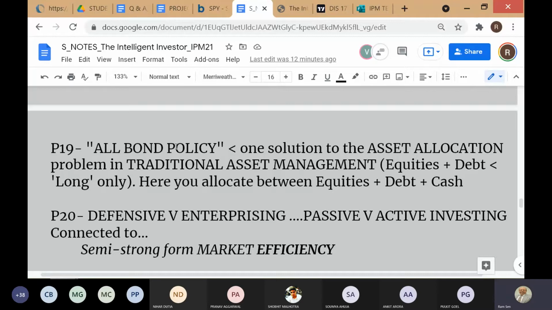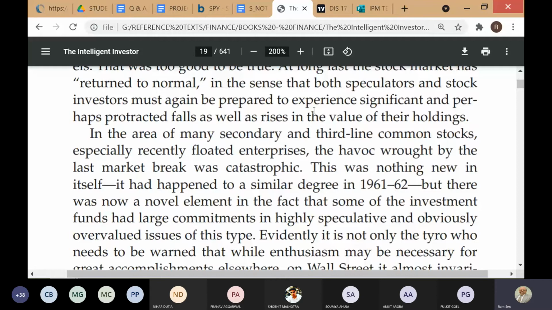Okay, that's a quote from the book, and I wanted to discuss it a little bit more here because there are certain other things that you should understand here. Some important concepts. Okay. Now, what is he talking about? Okay, so first he says that stocks can come down a lot. You should be prepared for that.